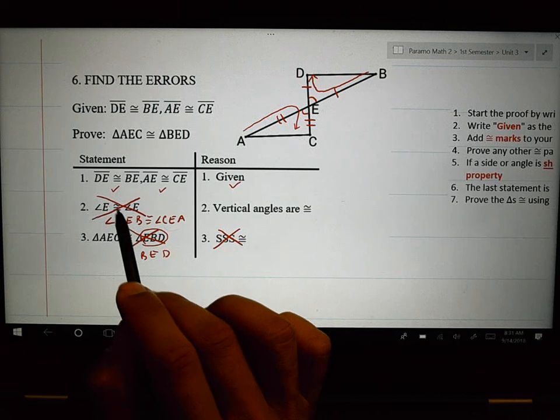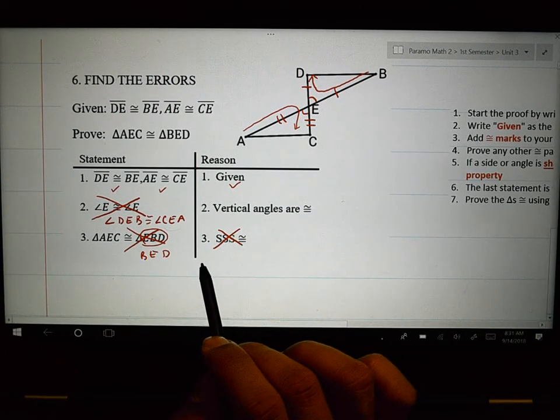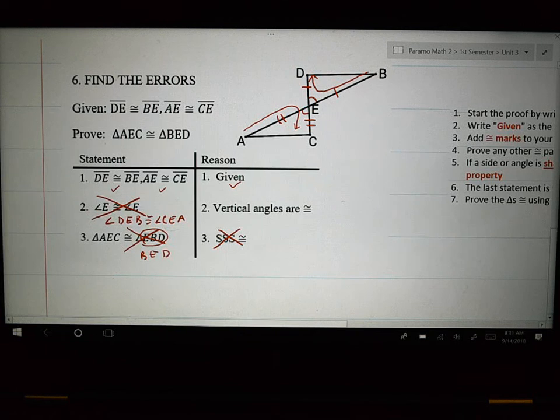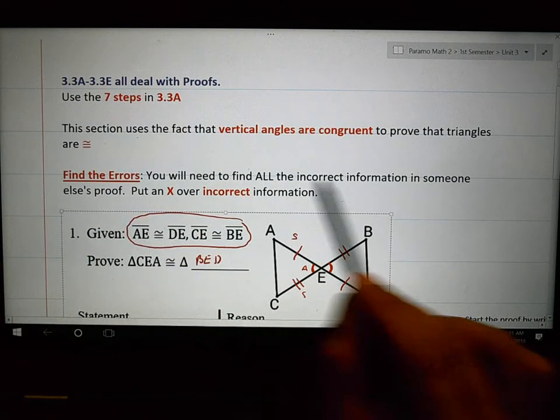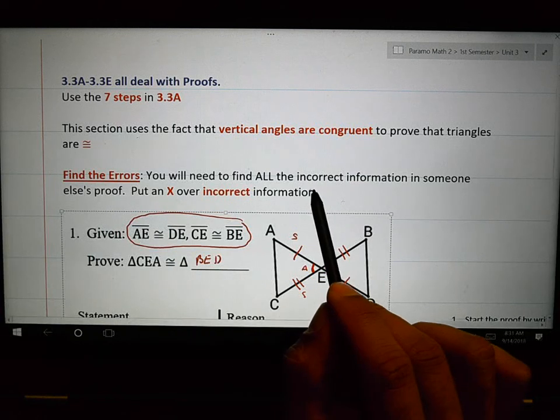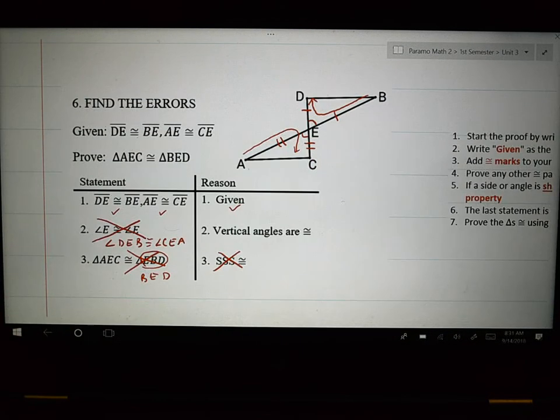So I have an X through this. I have an X through this. I have an X through this. And I'm not even going to put that it could be side angle side. I'm just going to leave it blank. All I really want you to do when you're finding the errors is to put an X over the incorrect information. If you can fix it, that's going to be what we're going to do on future find-the-error proofs. So I'm going to stop your notes right there.